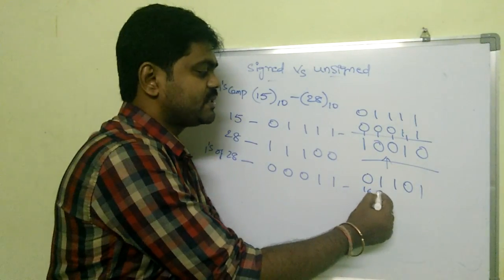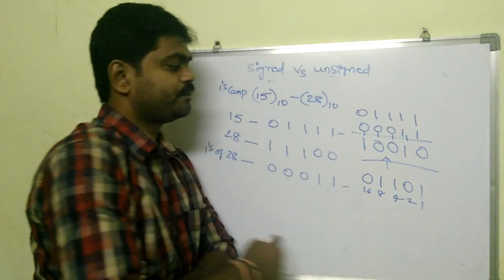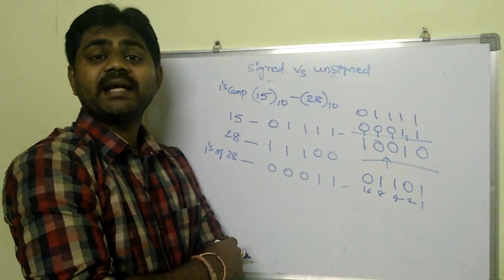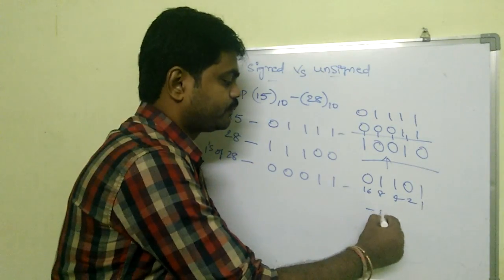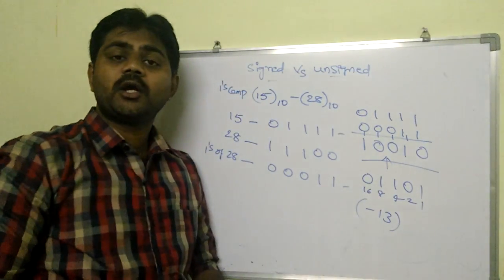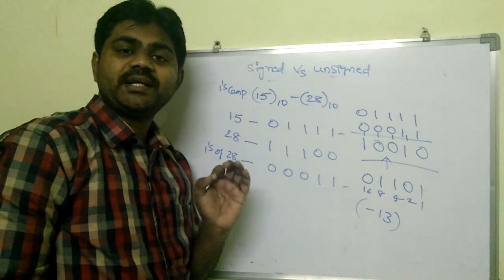Now this is 16, this is 8, 4, 2, 1. So what do we get? We get minus 13. I hope you understood. It's very simple.